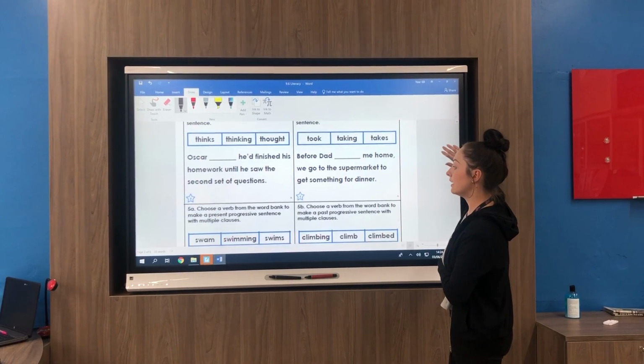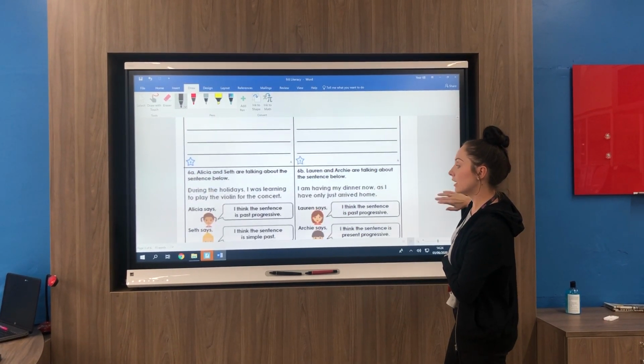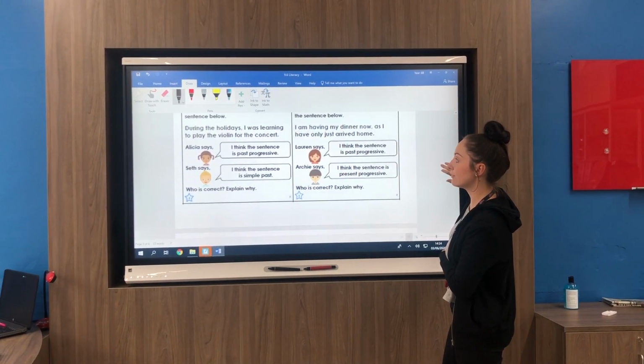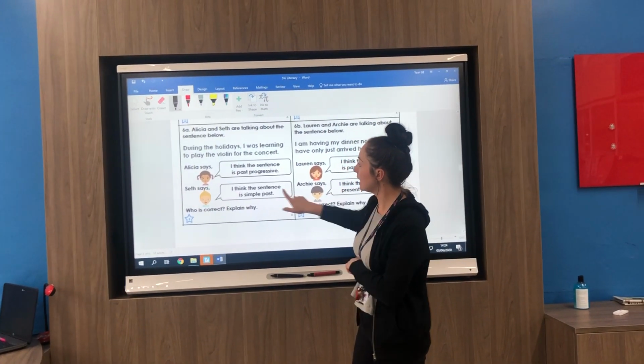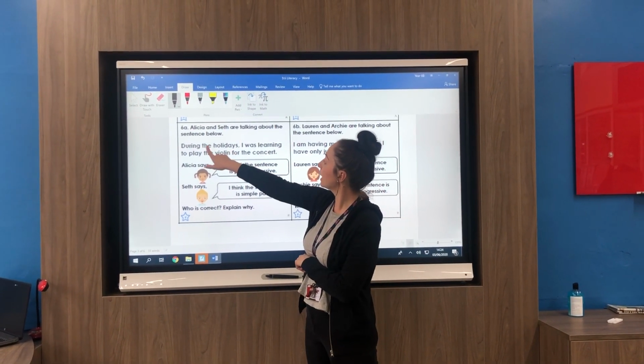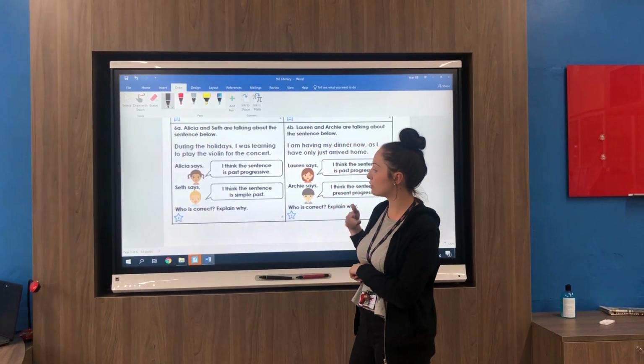Okay, and then the other sheets are very similar, just with slightly different questions. So, for example, on the medium sheet, your last questions, you've still got to read this sentence really carefully and figure out who is correct.